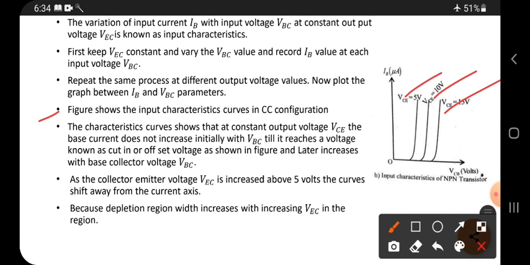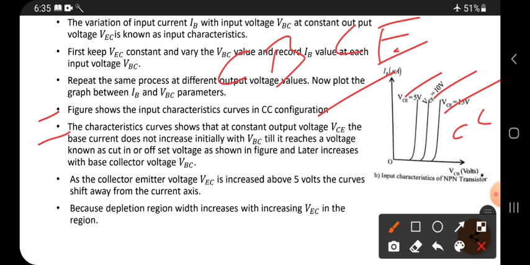The figure shows the input characteristics curve in common collector configuration. The characteristics curve shows that at constant output voltage VEC, the base current does not increase initially. As in CB and CE also, current cannot follow the voltage. After applying a certain voltage, only then does current start. It does not increase initially till it reaches a voltage known as the cut-in or offset voltage, as shown in the figure. Later it increases with the base collector voltage VBC.